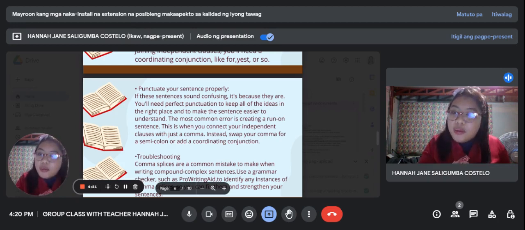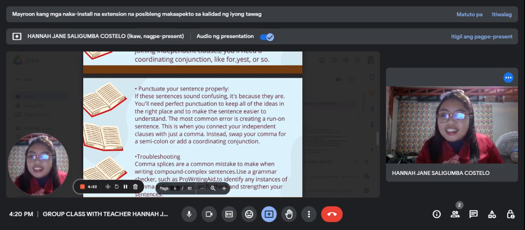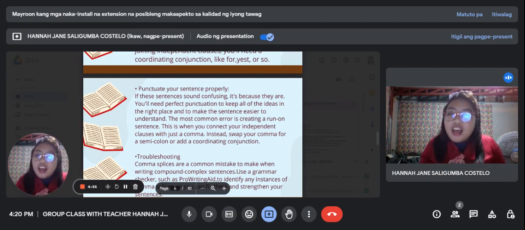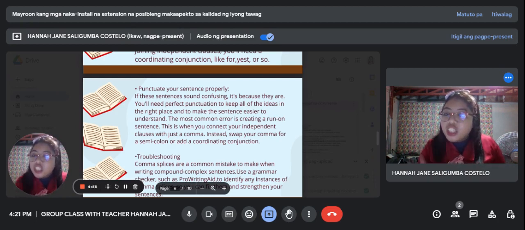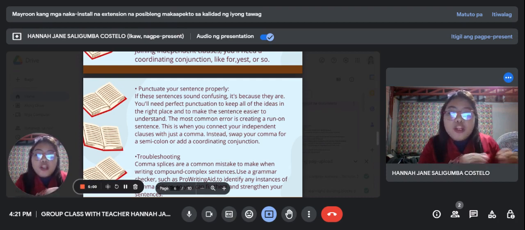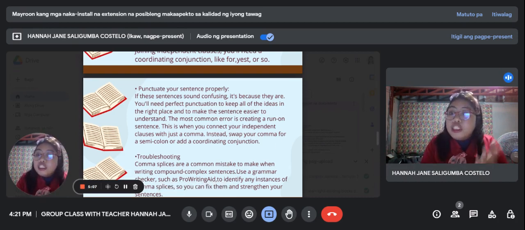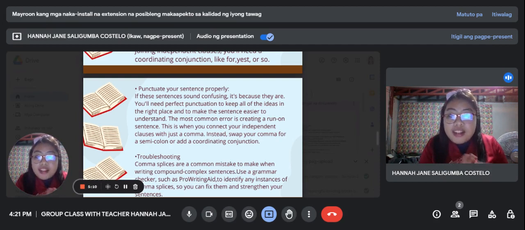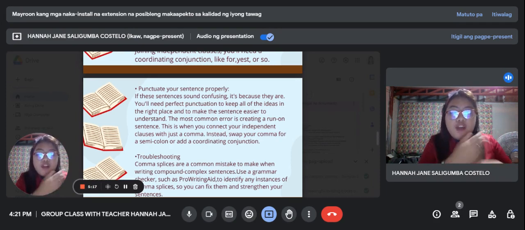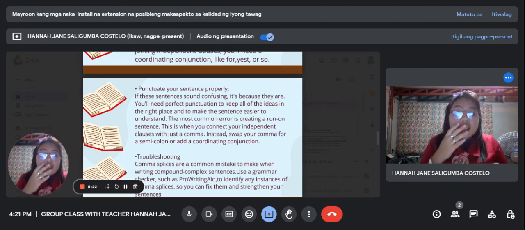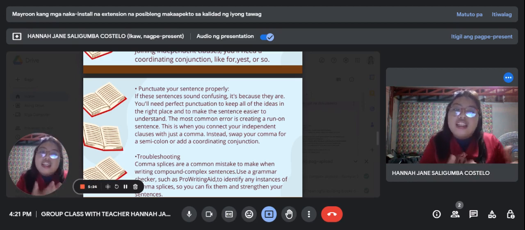The most common error is creating a run-on sentence. This is when you connect your independent clauses with just a comma. Instead, swap your comma for a semicolon or add a coordinating conjunction. Because if there's a comma, it should be the independent clauses. But if we swap the comma into a semicolon or coordinating conjunction, the following clause would be a dependent clause rather than independent clause.